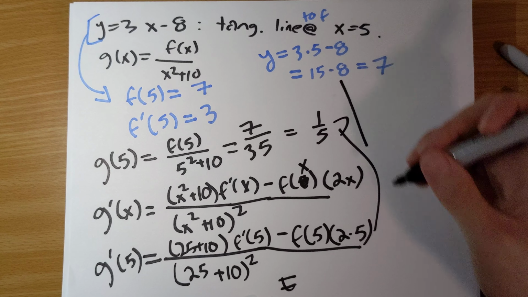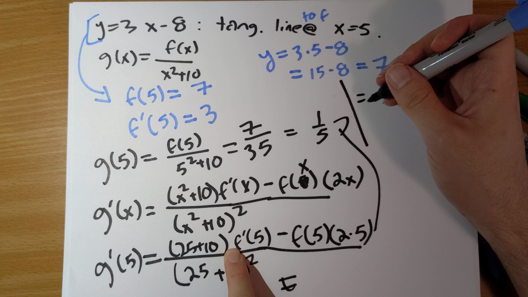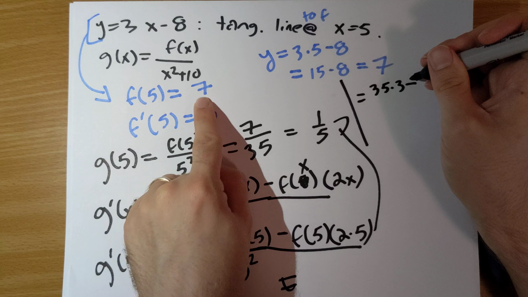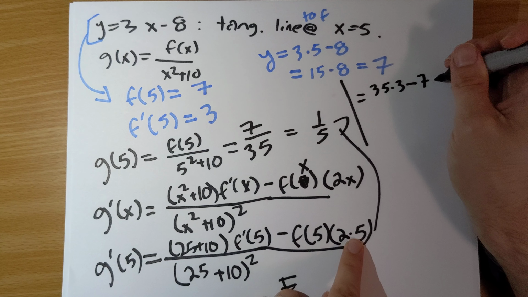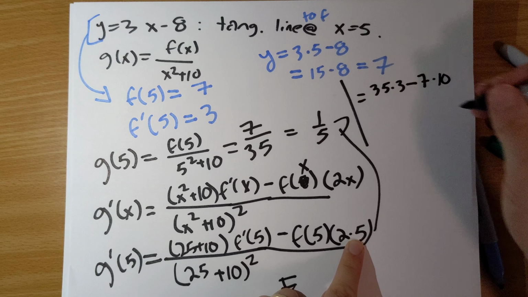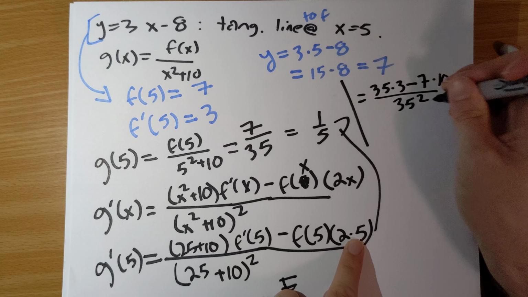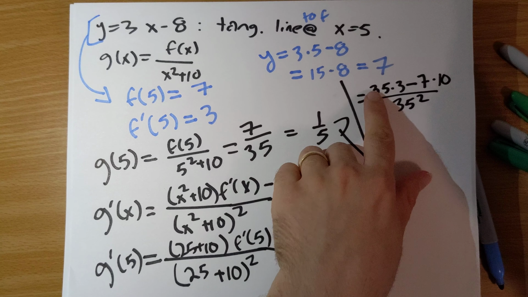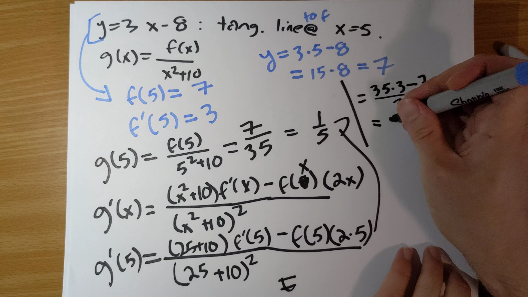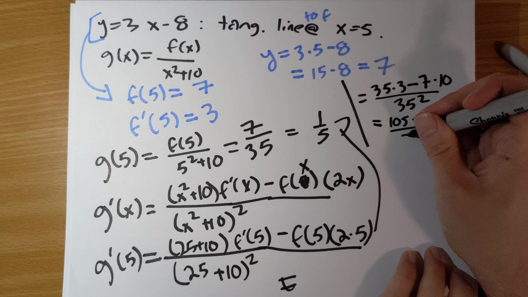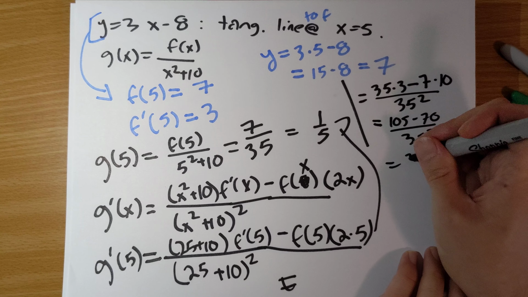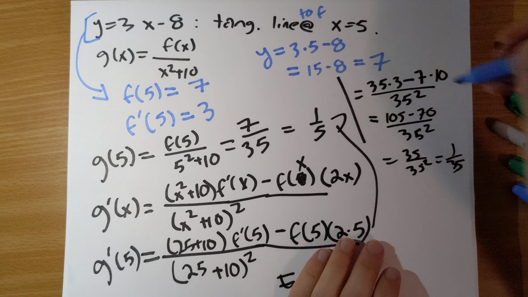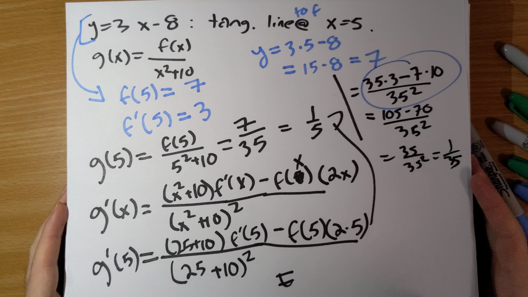Okay, so what do we end up with? Let's come up here. 35 times f prime of 5 is 3. Minus f of 5 is 7 times 10. All of that divided by 35 squared. And it looks like this simplifies. 35 times 3 is 105 minus 70 over 35 squared. 35 over 35 squared is 1 over 35. But of course, if you just left this as your final answer, that would be completely fine.